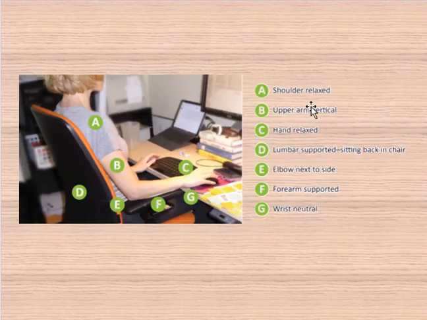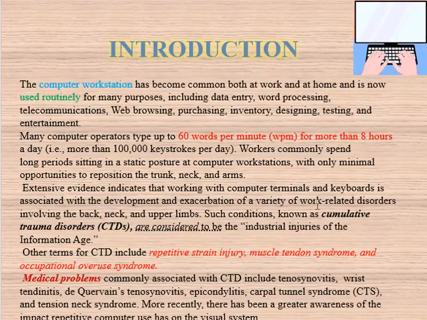Look at this. This is the ideal posture for computer users. Shoulder relaxed, upper arm vertical, hand relaxed, lumbar supported, sitting back in the chair, elbow next to the side, forearm supported and then wrist neutral. Now let's have some introduction.